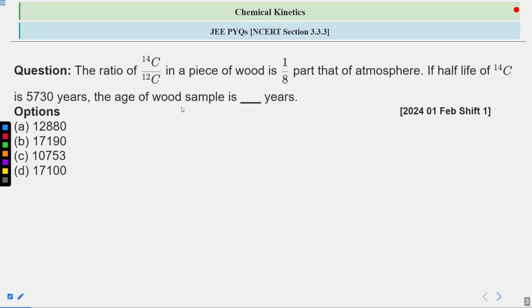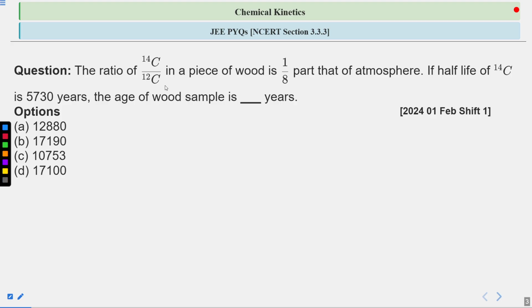So, what is the question asking? We have been given the ratio of 14C to 12C. This 14 and 12 are representing the masses of the carbon. C is representing carbon. So, they are isotopes having the same atomic number and different masses, 14C and 12C. Masses are different, but the atomic number is the same. The atomic number of carbon is 6.